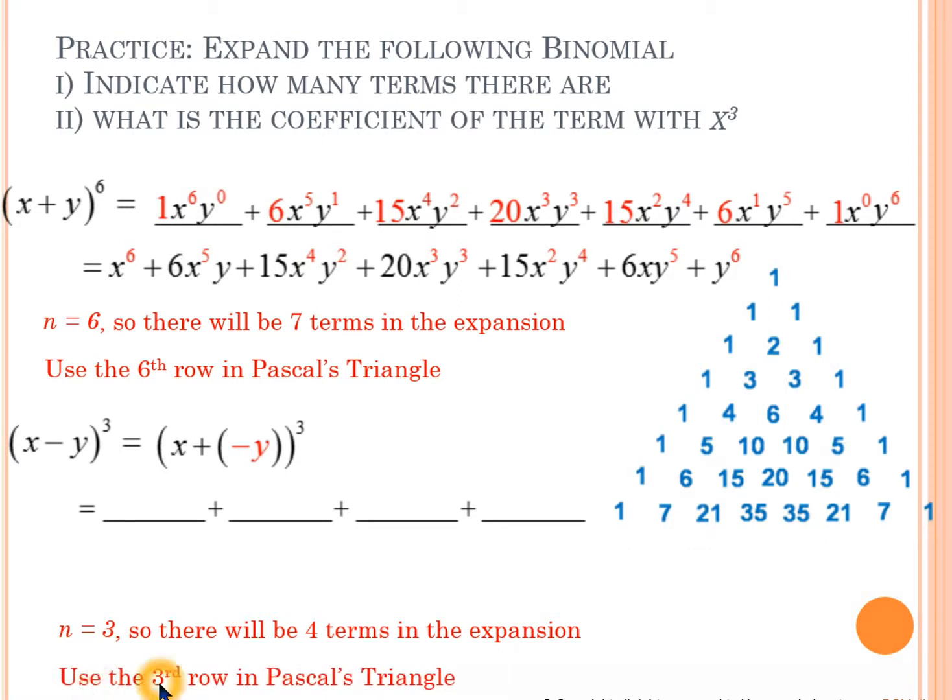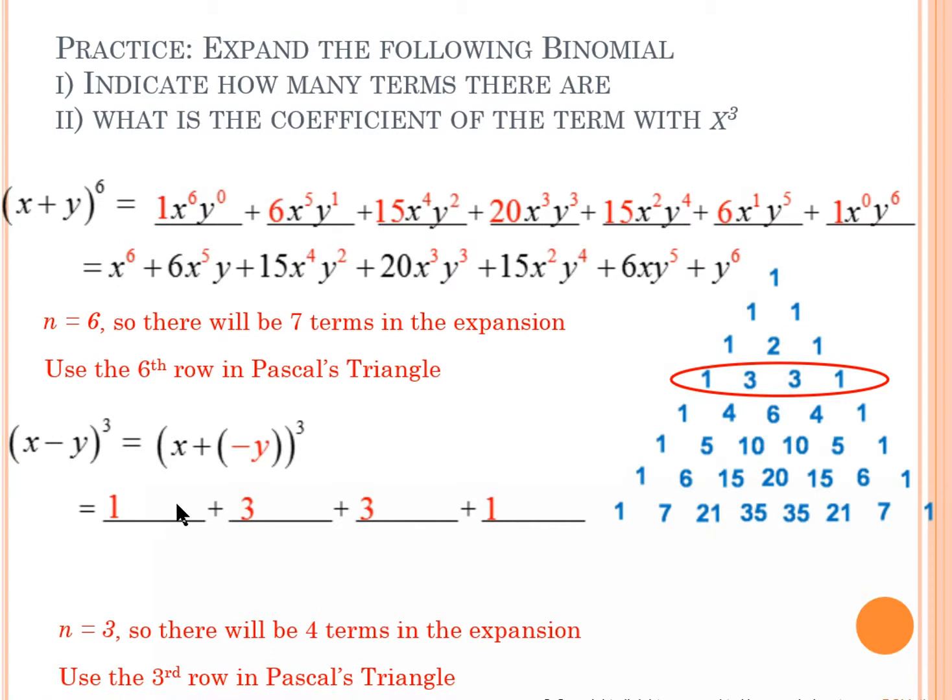We want to use the third row in Pascal's triangle because n equals 3. So there is the third row there. The third row has 4 terms, so we will use these coefficients in my expansion right here. So this will be 1, 3, 3, and 1. Right, so those are the coefficients.